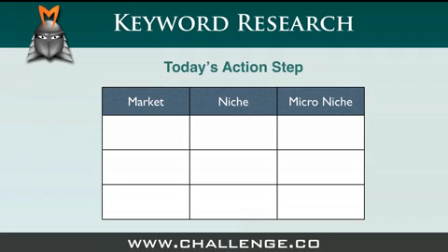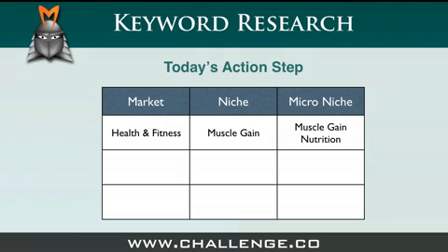Today's action step is to spend some time exploring online markets to try and identify 3 examples of the market, niche, micro-niche hierarchy that I've described in this video. For example, you might explore the health and fitness market and discover the muscle gain niche. And within this niche, you might identify the muscle gain nutrition micro-niche.